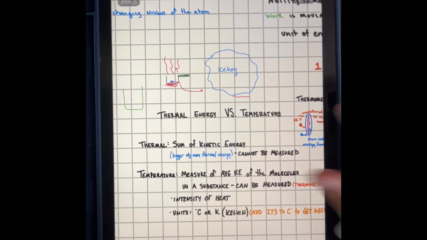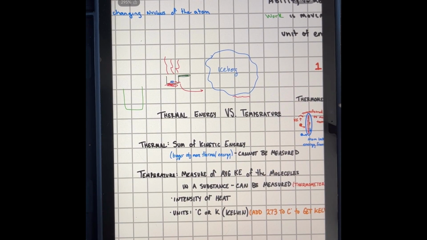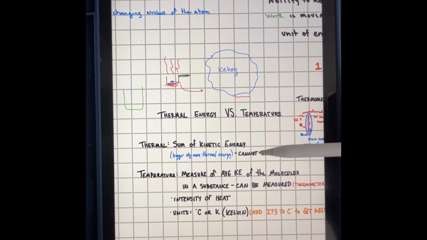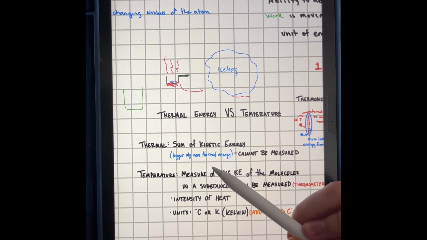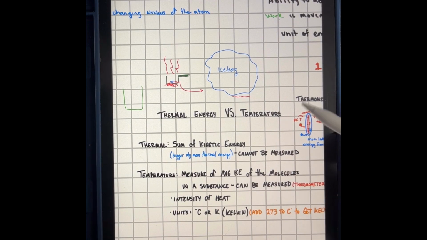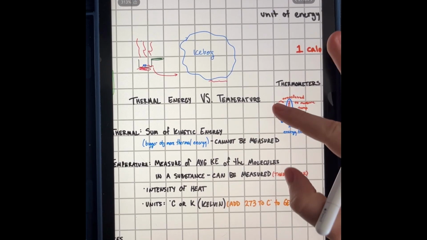The next thing that we have is thermal energy versus temperature. So these are two very different things. Thermal energy is the sum of kinetic energy. A bigger object has more thermal energy. This cannot be measured. I will go into what this means. And then the temperature is the measure of average kinetic energy in the molecules in a substance. This can be measured using a thermometer.